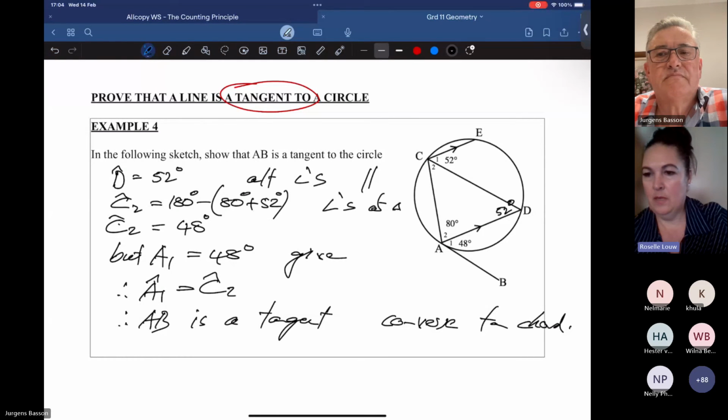Sia, I've opened your mic. Try and see if you can connect.